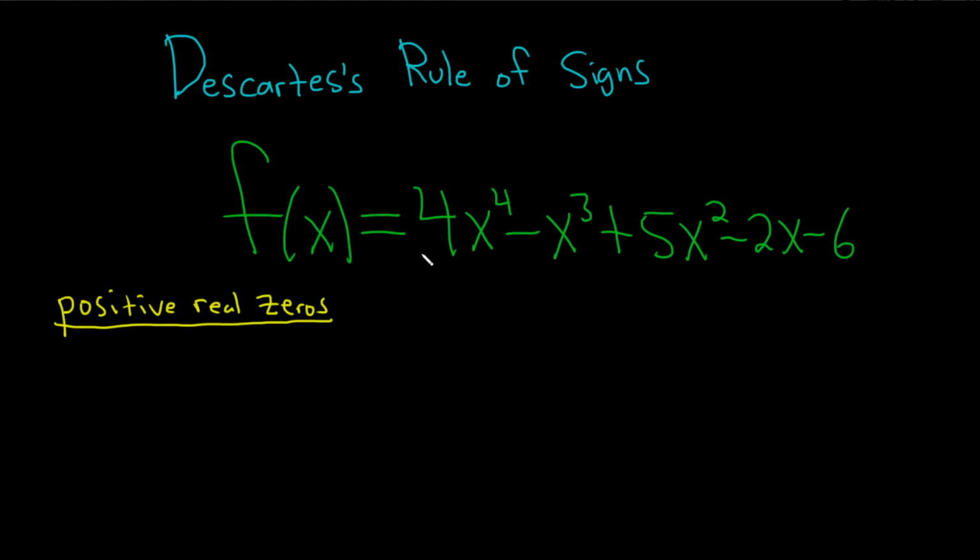So let's do that. So here it's positive and here it's negative. So we have a sign change. So I'll put a 1 there to indicate that. Here it goes from negative to positive, so we have a sign change. Positive to negative, we have a sign change. And that's actually it. This is negative and negative, so there's not a sign change here at the end. So we have 3 sign changes.